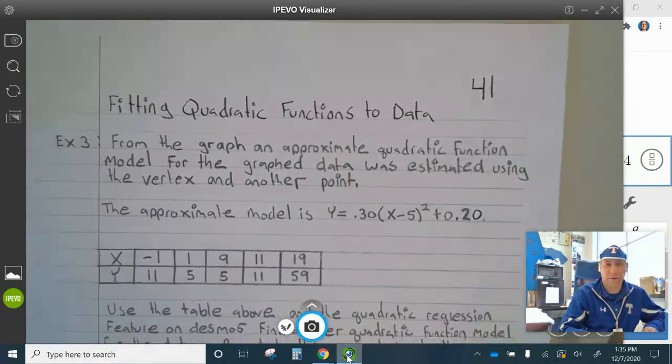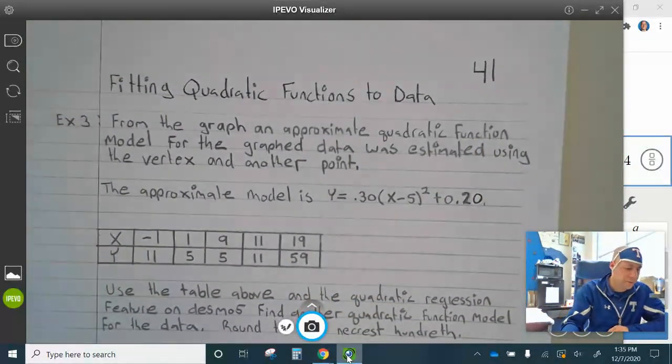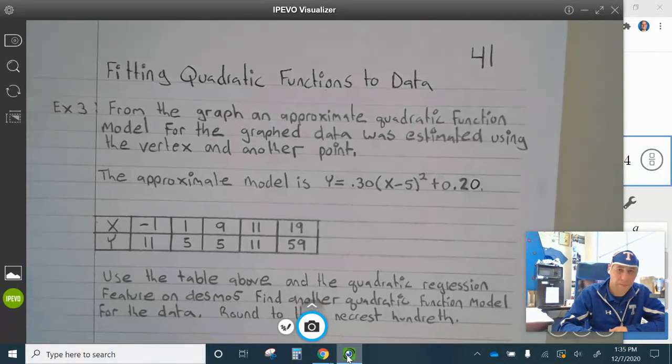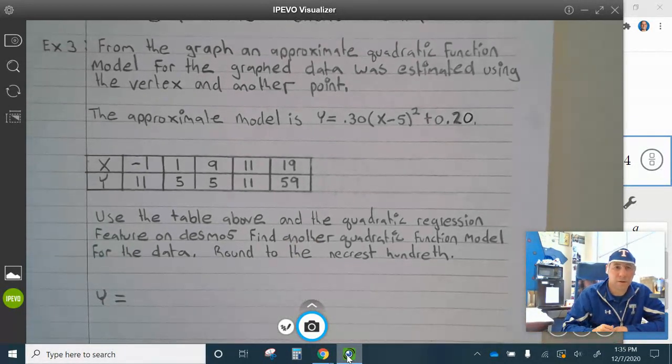All right, example 3. From the graph, an approximate quadratic function model for the given data was estimated by using the vertex and another point. The approximate model is y equals 0.30(x minus 5) squared plus 0.20. Use the table above and the quadratic regression feature on Desmos to find another quadratic function model for the data. Round to the nearest hundredth.